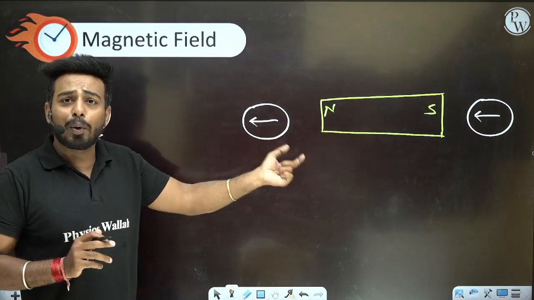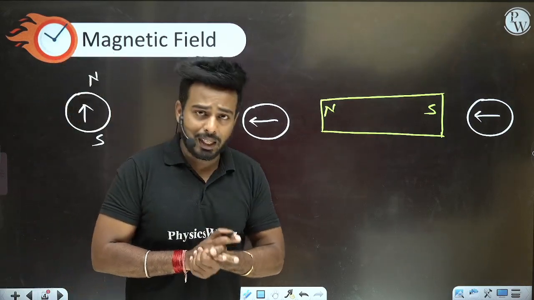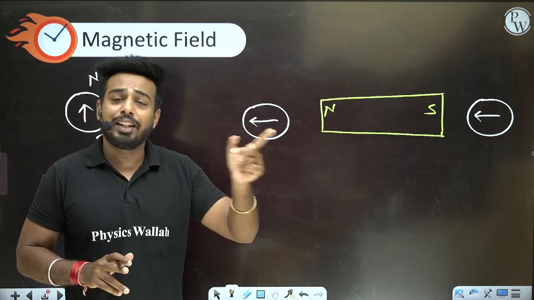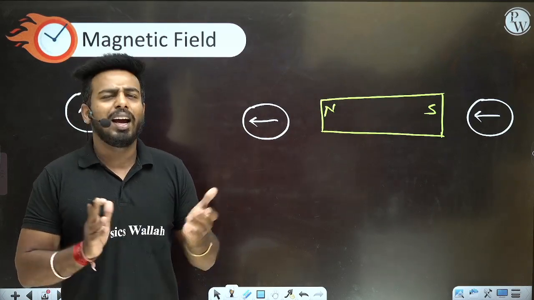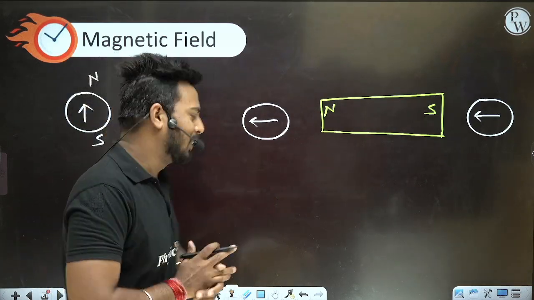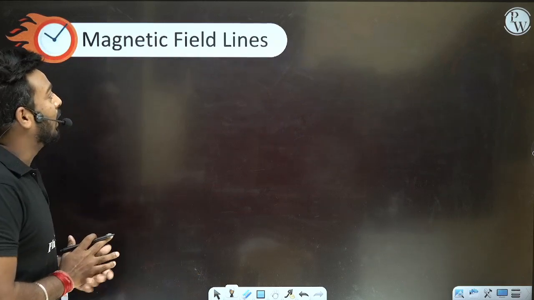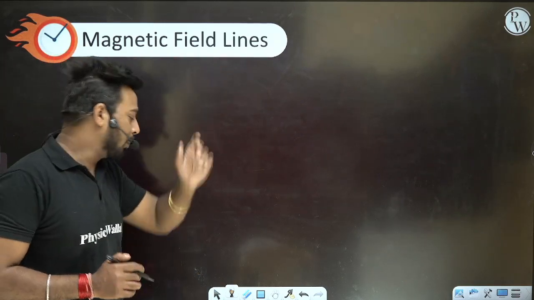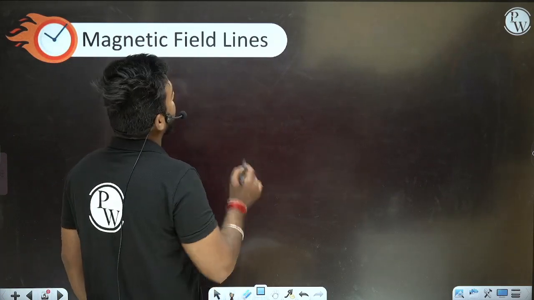When it is brought near to the magnet, it will show deflection in the other direction. And which direction it will show deflection, we are going to continue in the next topic, and the topic is magnetic field lines.